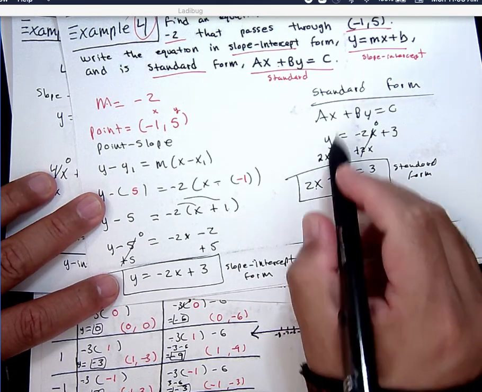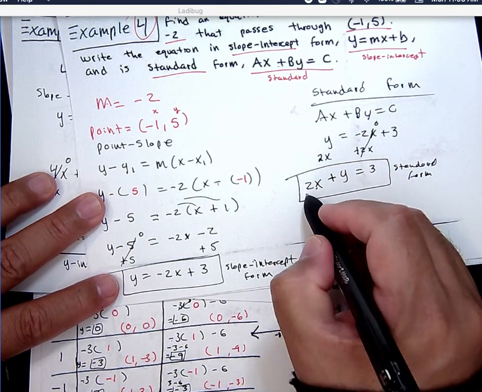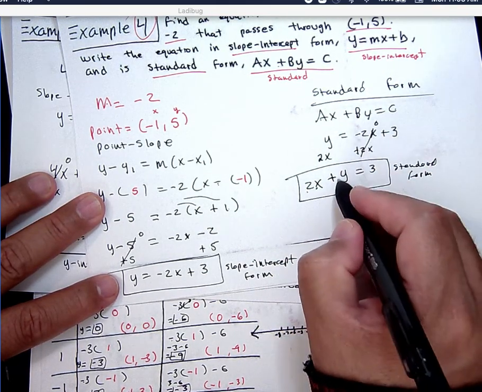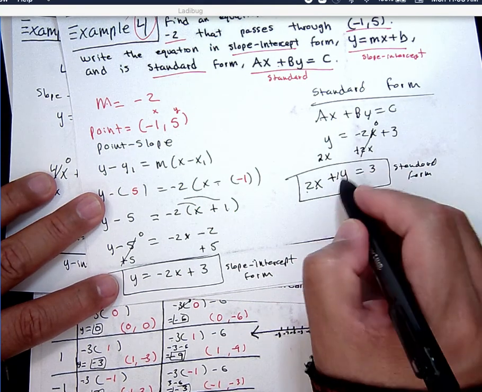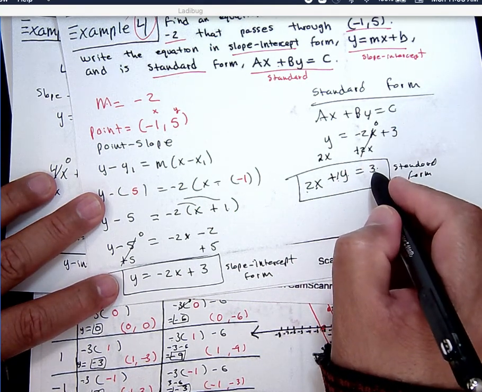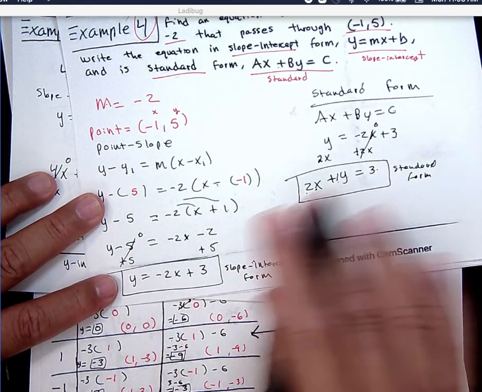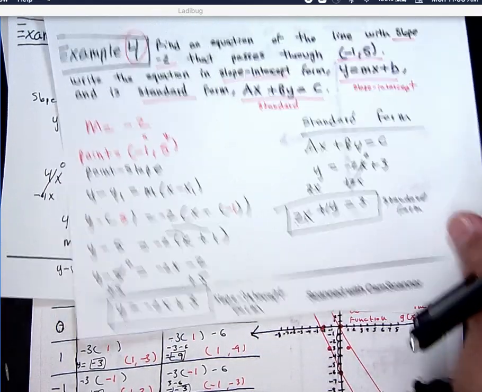If you notice the x is on this side, the a is just a 2, the b would be a 1 here. The b is the 1 and then the y, and then you have the c, which is a 3. And that's how you do number 4.